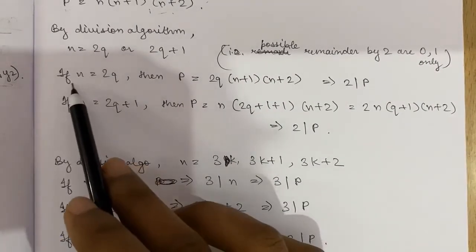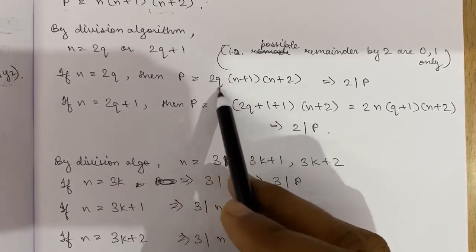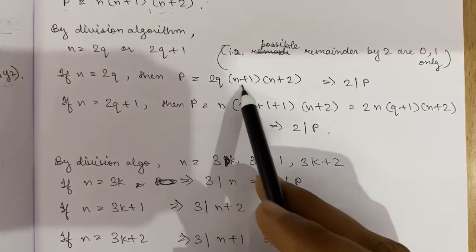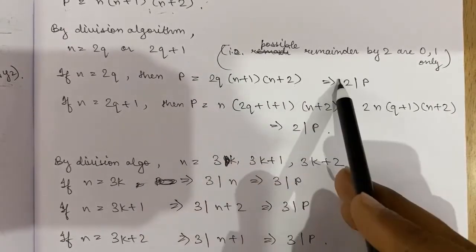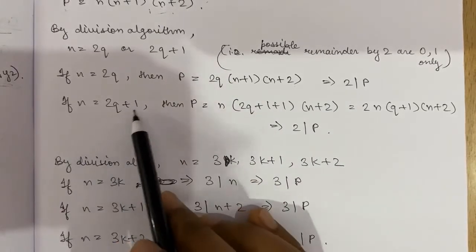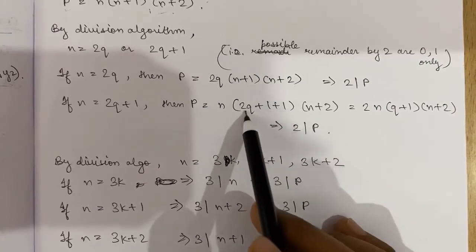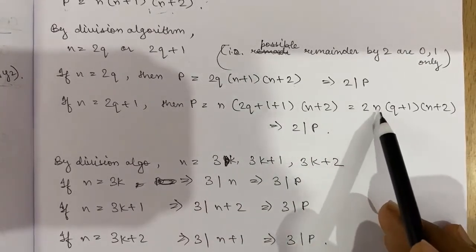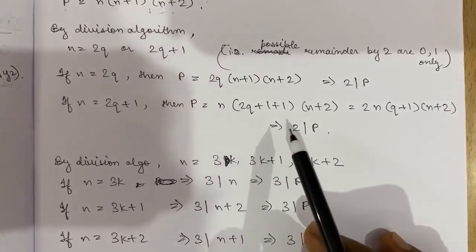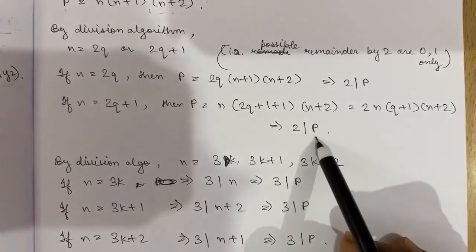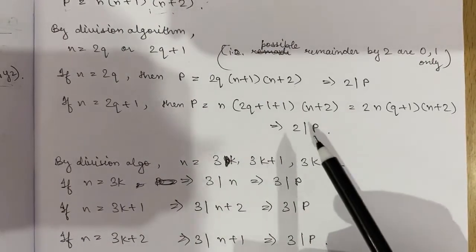So if n equal to 2q, the remainder is 0, then P equal to, we substitute n as 2q, so 2q times n plus 1, n plus 2, which clearly shows that 2 divides P. And if n equal to 2q plus 1, then we substitute n plus 1 as 2q plus 1 plus 1, which gives a common factor 2 out. So in this case 2 divides P. So in both cases 2 divides P, which means 2 always divides P.